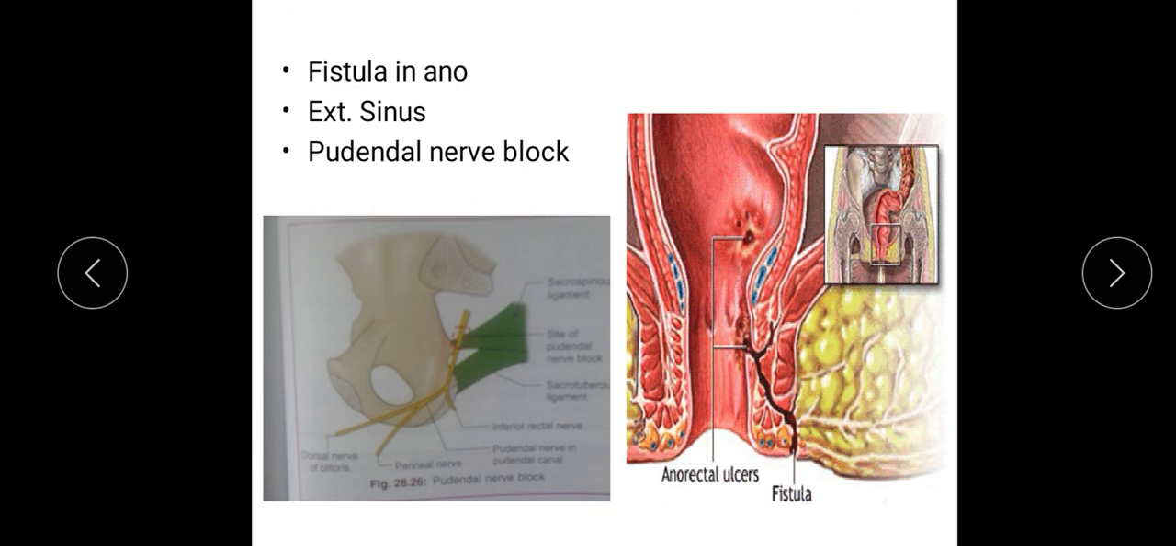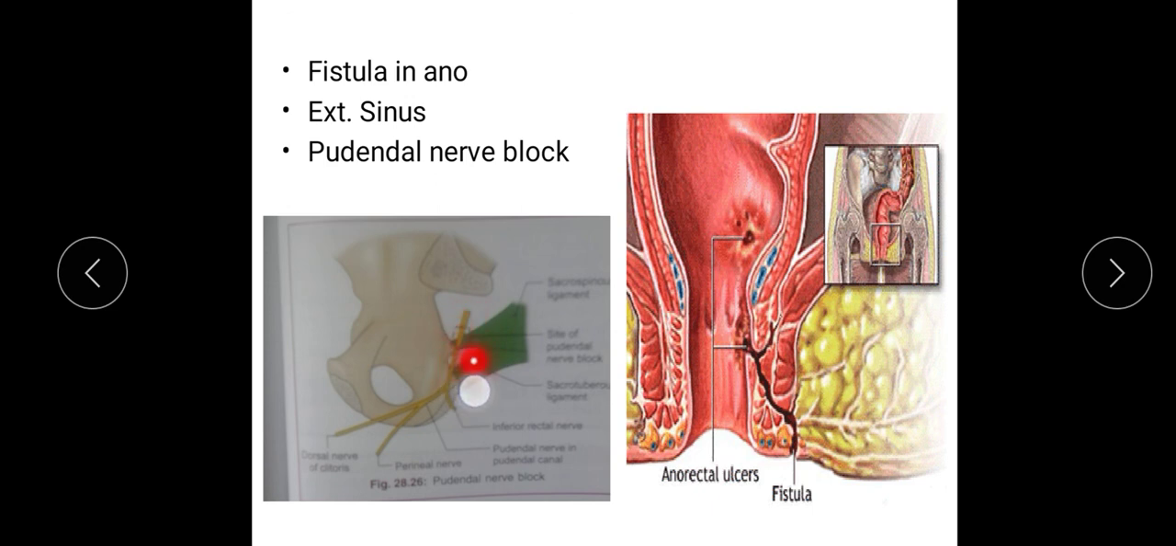Then the pudendal nerve block. This is the pudendal nerve. It supplies the sensory branches to the lower part of the vagina through the inferior rectal and posterior labial branches. Therefore, in vaginal operations, general anesthesia can be replaced by the pudendal nerve block.